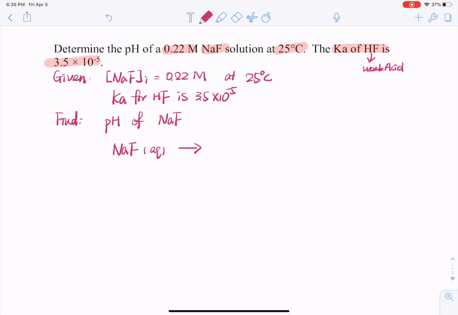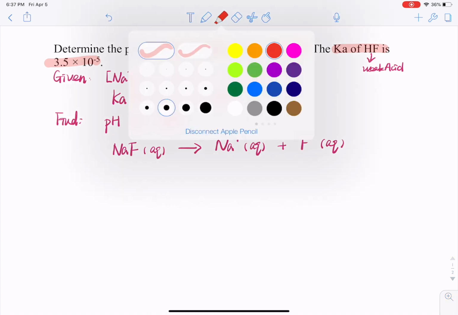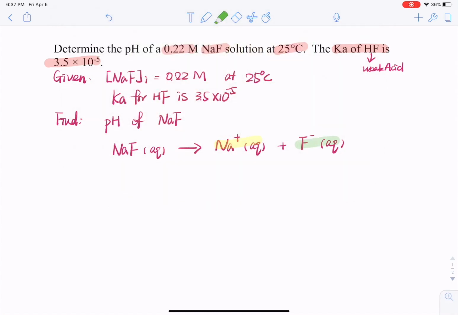Because it's a soluble salt, it's going to be 100% turned into ions. So you have sodium ion and fluoride ion. In order to find out the pH of this solution, you should think about which of these two ions will affect the pH, because you only have these two ions in your solution. So now let's look into these two.